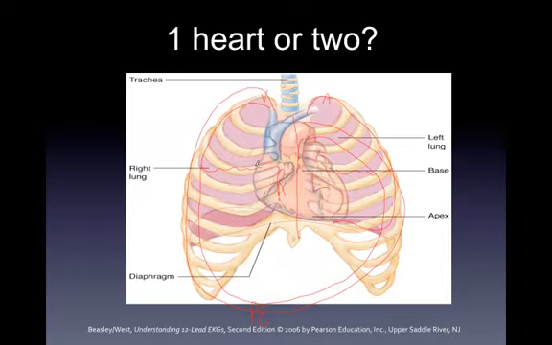So again, how many hearts do we have? Well, we only have one heart, but we treat patients like they have a right heart and a left heart. So keep that in mind. And this is going to come up again whenever we talk about right ventricular infarctions. We treat right ventricular infarctions differently than we do left ventricular infarctions.